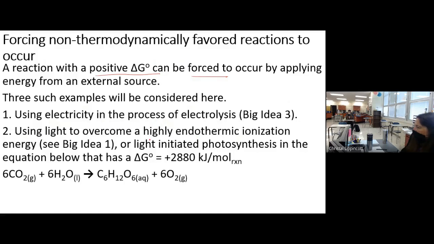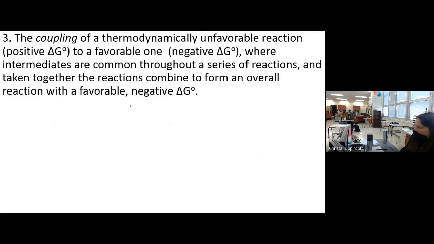Light to overcome endothermic ionization, or photosynthesis, for example. Okay, we know photosynthesis happens. All right, you have to use a delta G. There has to be some stuff going on in there. So, all right, let's see, thermocoupling. You guys can get into that more in physics and stuff.